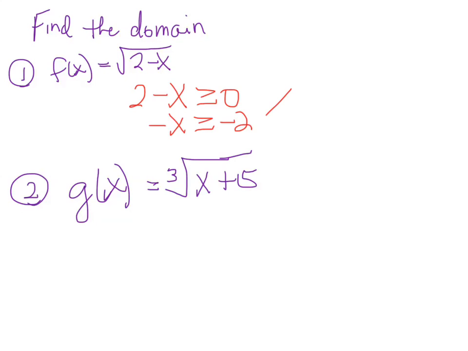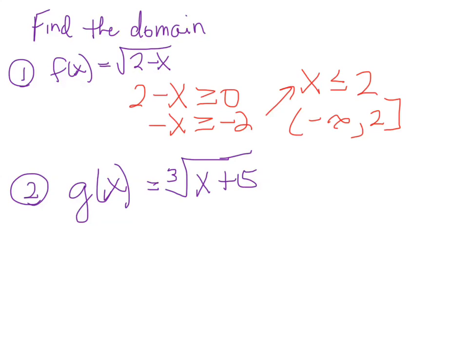So subtracting 2 from both sides, I get the opposite of x, or negative x, is greater than or equal to negative 2. And then dividing both sides by a negative, I get x is less than or equal to 2. And if I want to write this in interval notation, I get negative infinity to 2, which means I can plug in any number that's 2 or smaller into that function, and I'll get a real value.